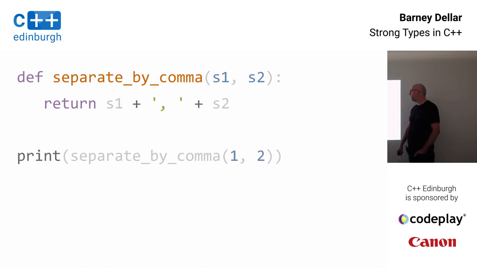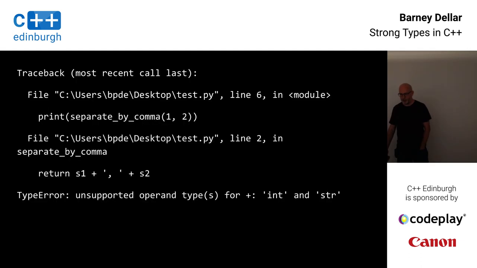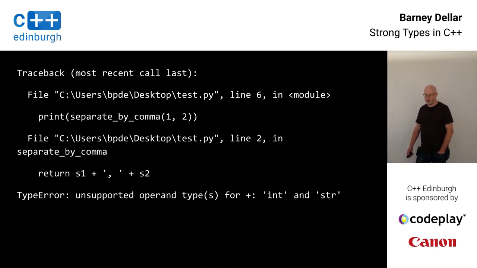And here we're calling the same function, passing in two integers into the function. So we'll take the value 1 for S1, and then add a comma to it, and then add 2 on the end. And does anyone know what happens if you try this? Exception, yes. You get a runtime exception. It throws. It fails at runtime because we use the wrong type.